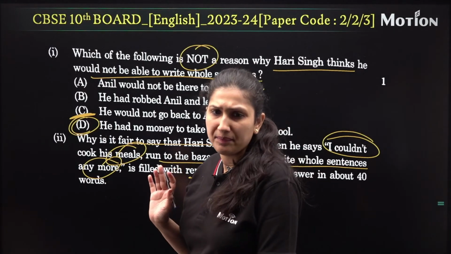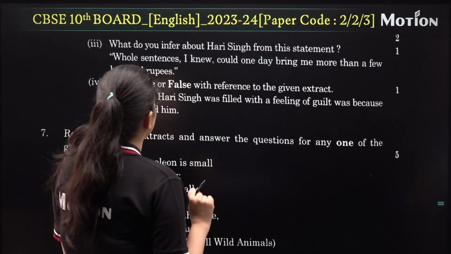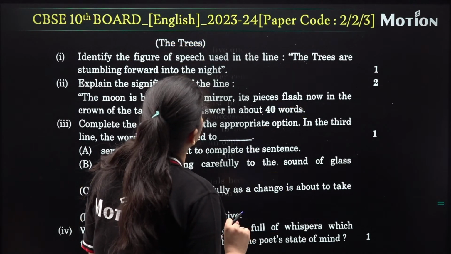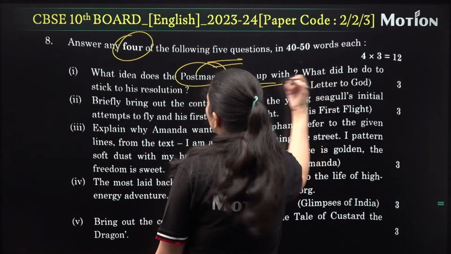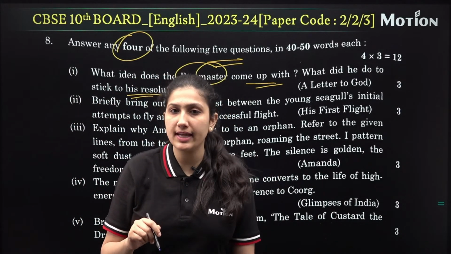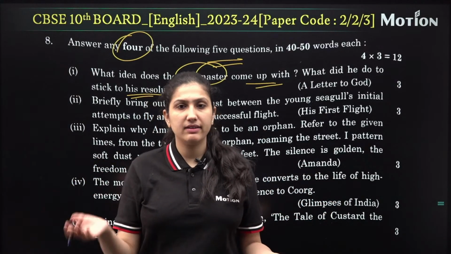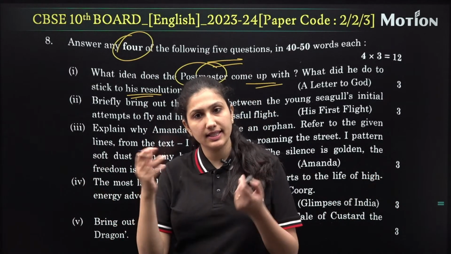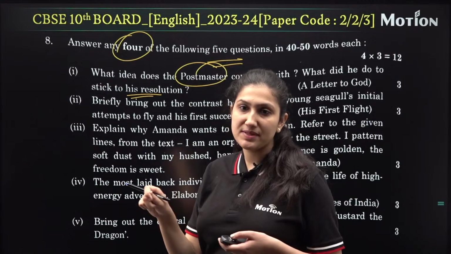All right, fun learner. Alliteration लिखा है आपने because of word T. Next question. What idea does the postmaster come up with? What did he do to stick to his resolution? He came up with the idea to help Lencho, and he decided that all the employees of the office would collect money, but when they collected it was like 70 pesos, but somehow they managed to collect, and then they gave it to Lencho. All right, not directly, but it was in the envelope sent by God.